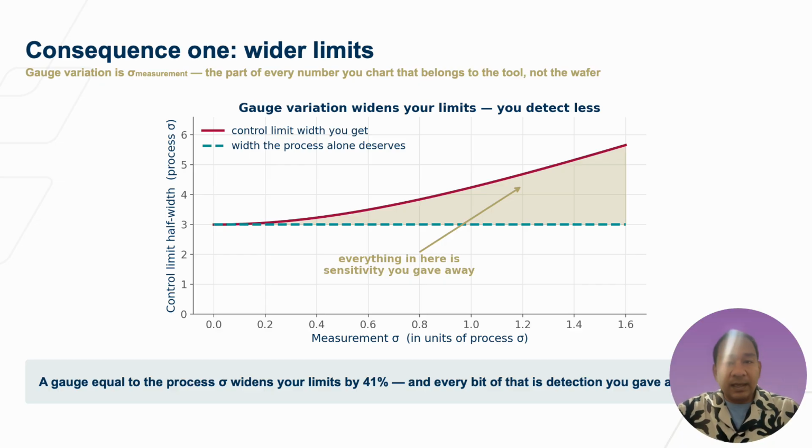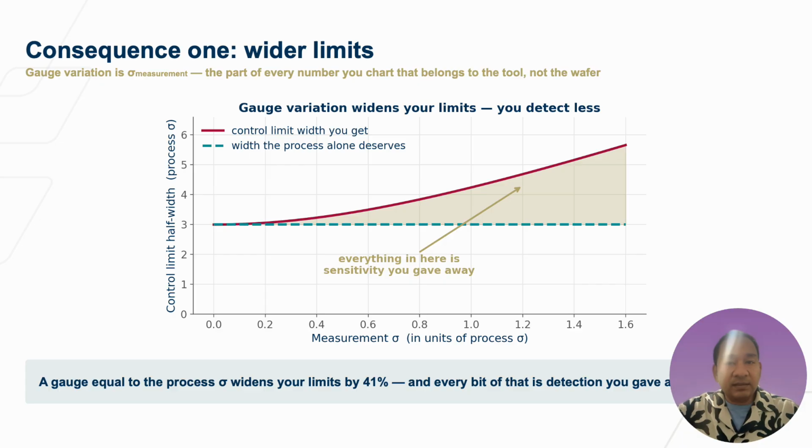Consequence 1. The gauge is the whole measurement system: the tool, the operator, the recipe, the fixture, and the sample prep. Gauge variation is the sigma measurement from the previous slide, the spread you get measuring the same wafer over and over. This slide shows what that variation does to your control chart. The horizontal axis is the measurement sigma in units of process sigma. The red line is the control limit width you actually get. The dashed line is the width the process alone deserves. A gauge equal to the process sigma, which sounds terrible but is not unheard of on tight measurements, widens your limit by 41%, root 2.